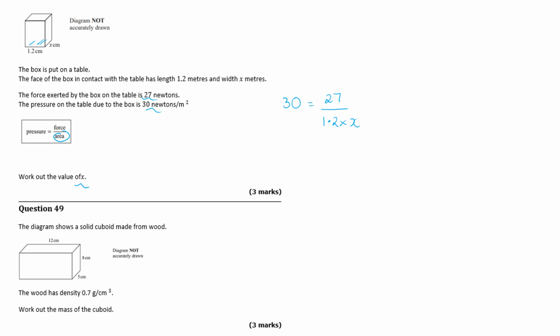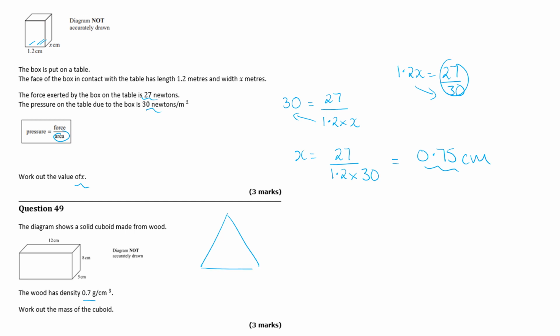So we just need to cross multiply. We can take that x up. X is going to equal 27 over, we can leave the 1.2 down there, times the 30. And if you do that on your calculator, x comes out to be 0.75. You could cross multiply all of that and get that 1.2x is equal to 27 over 30. Get that answer and then just divide by the 1.2 and it'll come out to be 0.75, and that will be in centimeters.